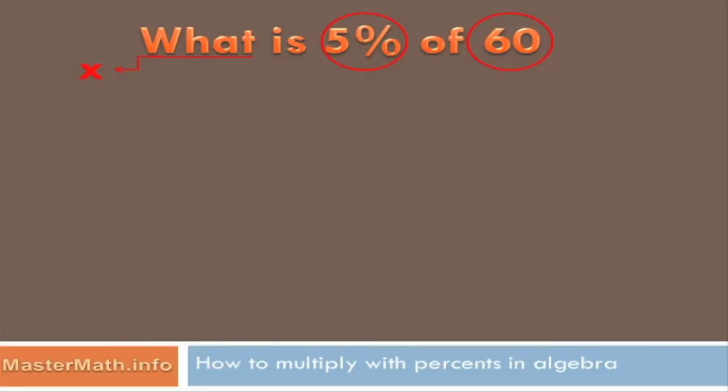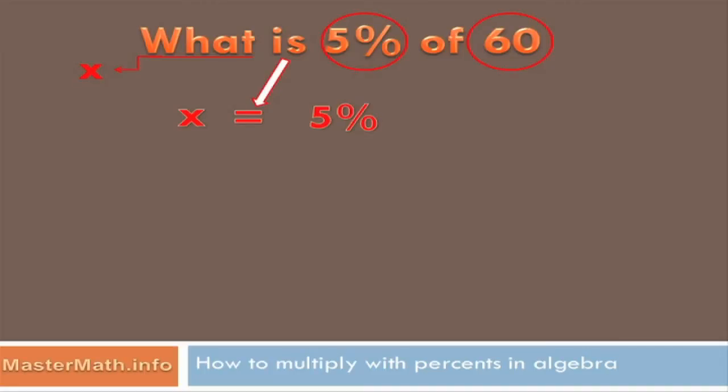Now I need to translate this into algebra. Well, I'm going to start with my x. X is, x equals. If you see is in English and you want to translate it to algebra, it's an equal sign. So x equals 5%.